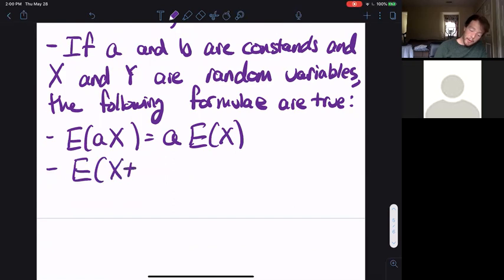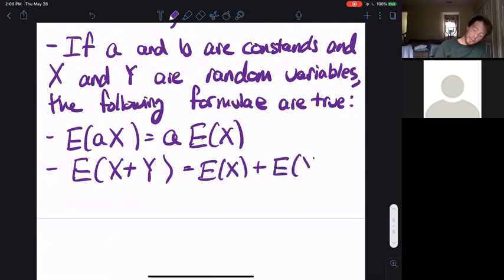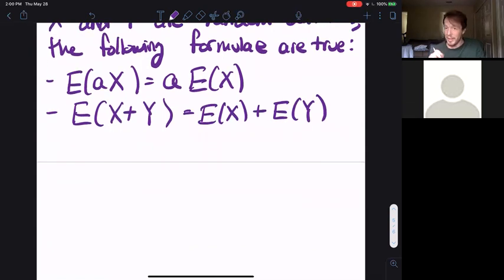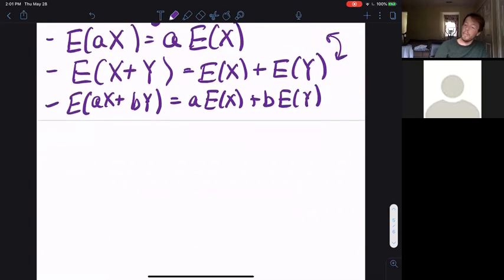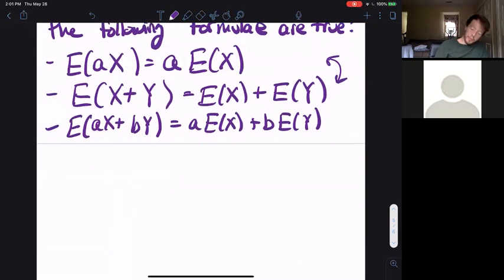The expectation of the sum of random variables, so if I had two outcomes, rolling a six-sided die and rolling a 20-sided die, the expected value of their sum is equal to the expected value of rolling the six-sided die plus the expected value of rolling the 20-sided die. So the expected value of a sum is equal to the sum of the expectations. That's a property called linearity, actually, but you don't need to know that. And similarly, if you combine these two, the expected value of AX plus BY is equal to A E of X plus B E of Y. So these are identities or facts I'm going to give you about expected value, which we covered today in class.